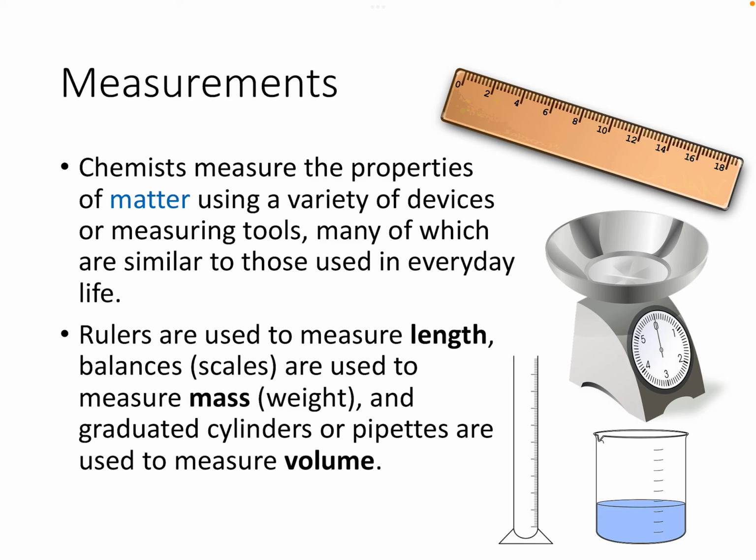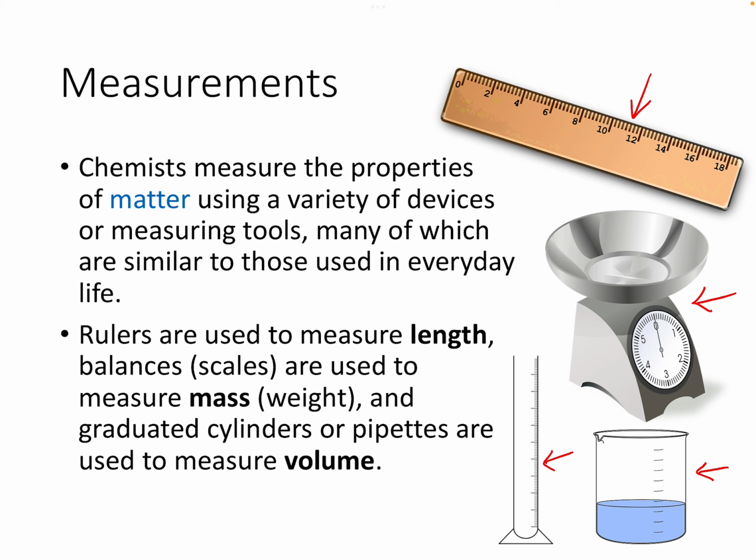Hello, in this video we're going to talk about measurements in chemistry as well as units, and then we'll finish with density, which is a particular kind of measurement. So chemists measure the properties of matter using a variety of devices. You might recognize some of these. We've got a ruler up here, a scale. Down below we have a beaker and a graduated cylinder.